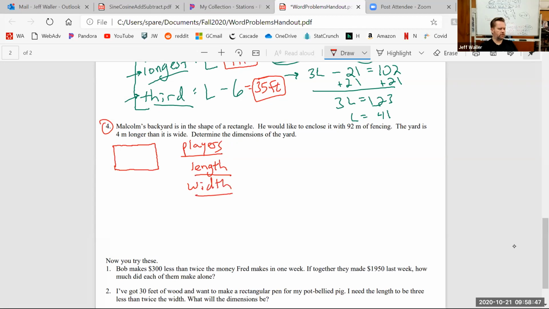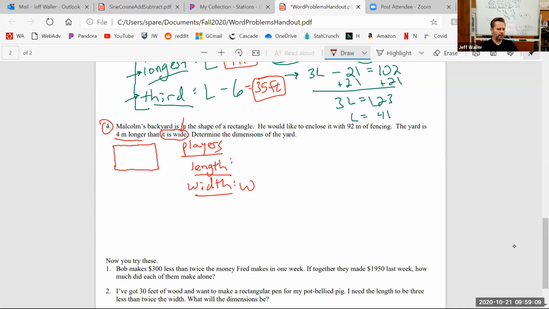Which one is going to just be a letter? The width. Yeah, the width. Because I know it's 4 meters longer than it is wide, so I have to know the width first. So let me call it W.